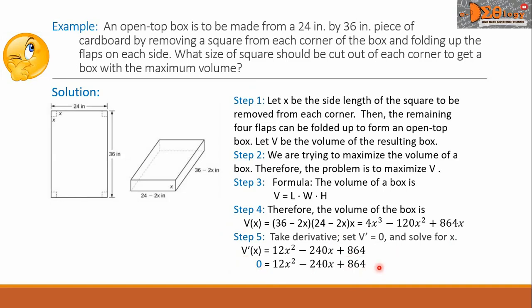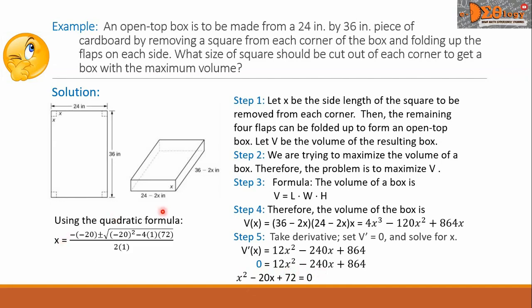Let us now solve for x. First, let us simplify this equation by dividing by 12. So we will have the simplified one to be x squared minus 20x plus 72 equals 0. Let us use the quadratic formula. So the value of x now equals negative of negative 20 plus or minus the big square root here of the square of negative 20 minus 4 times 1 times 72, all over 2 times 1.